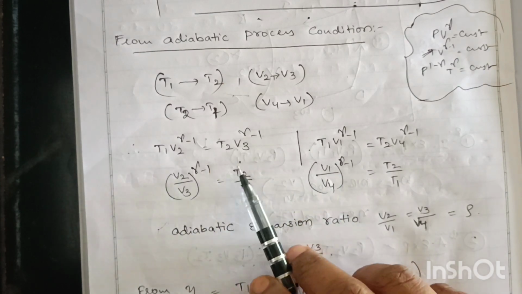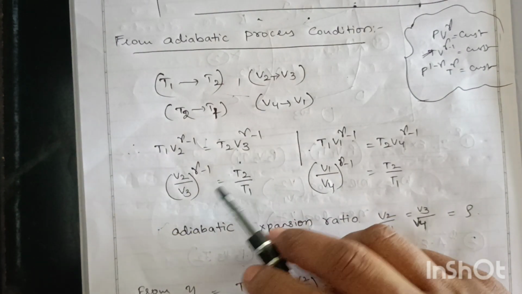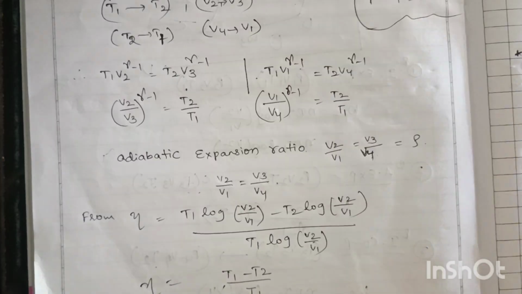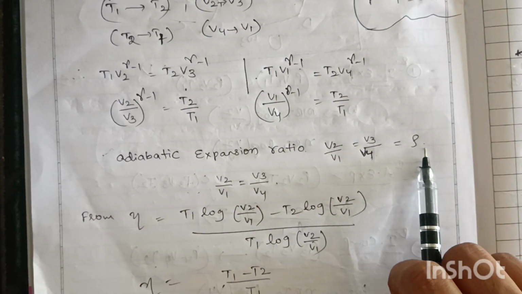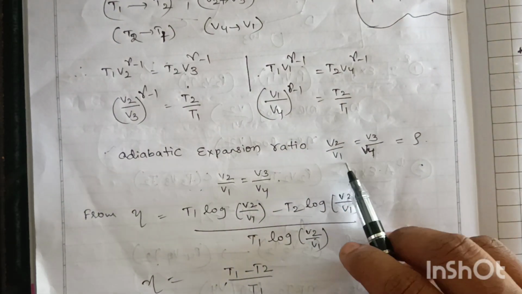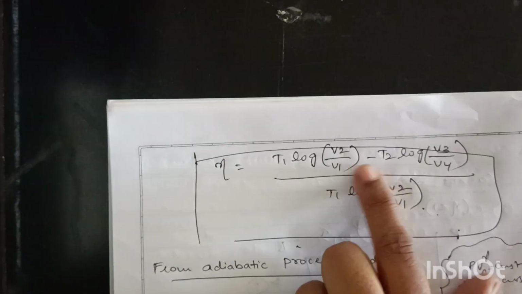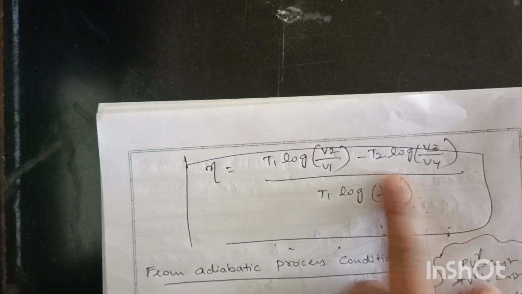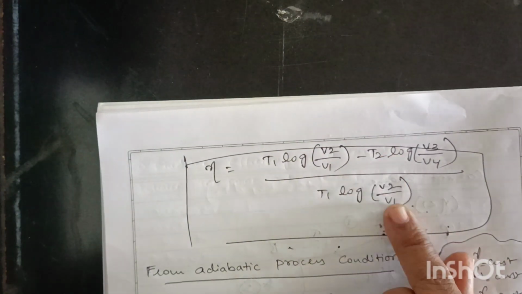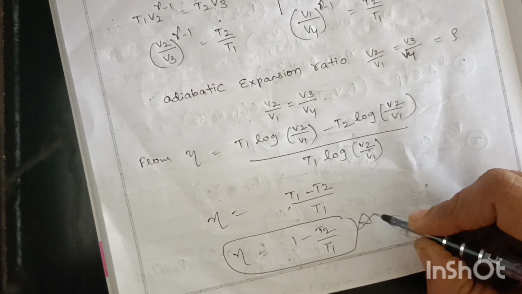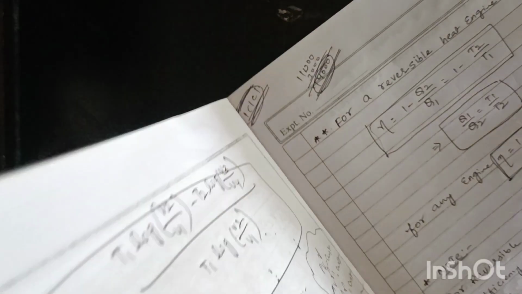If we cross multiply and do some rearrangement, we get this. The adiabatic expansion ratio, V2 by V1 equal to V3 by V4, equal to rho. So substituting V3 by V4 equal to V2 by V1, the V2 by V1 terms all cancel, so that we get (T1 minus T2) by T1. So eta is equal to 1 minus T2 by T1. This is the final eta equation for the Carnot cycle heat engine.